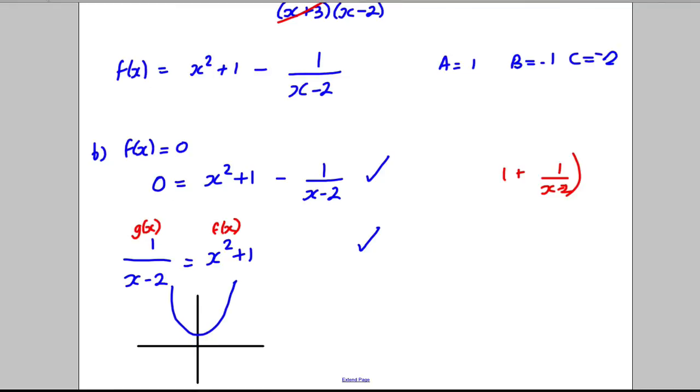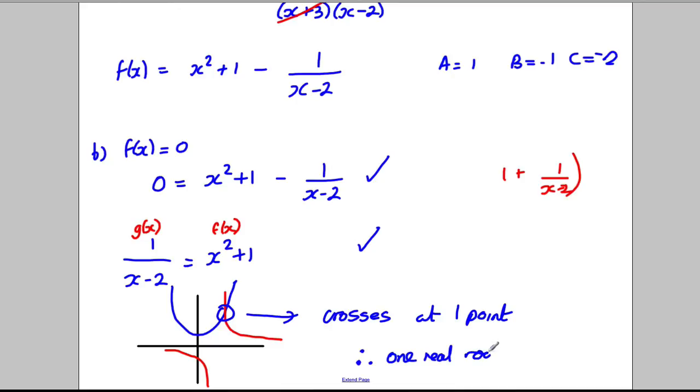And this is a 1 over x graph, but actually it's been shifted to the right by 2 places, so like that, 1 and 2, something like that. And you can clearly see that they cross at only 1 point. So you can say crosses at 1 point, and therefore you can say therefore 1 real root.